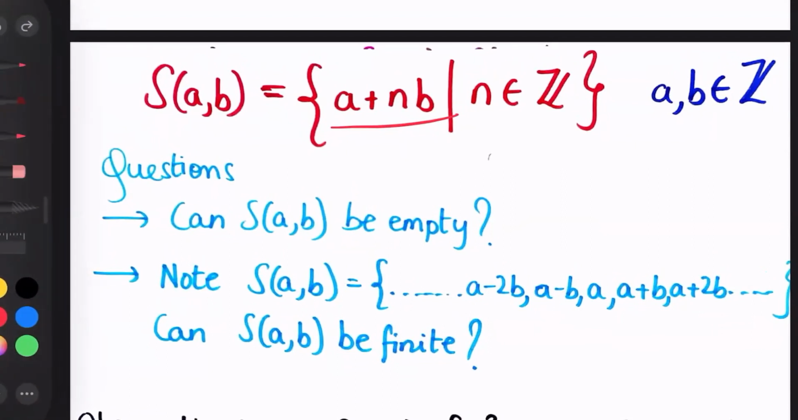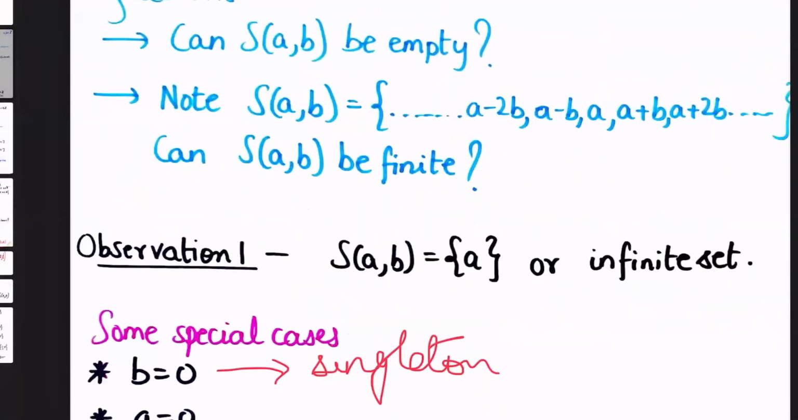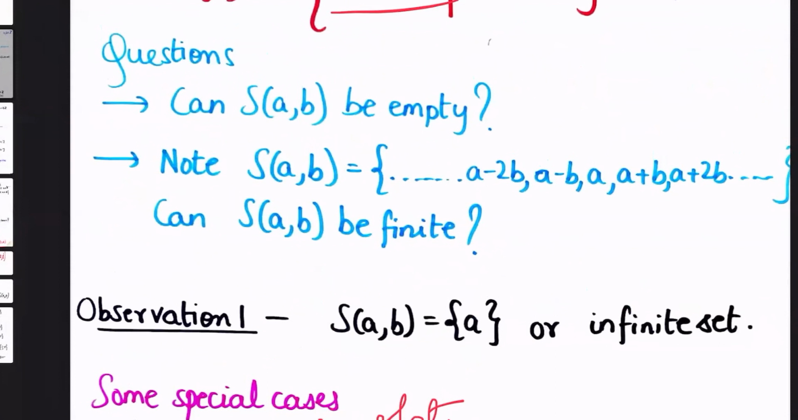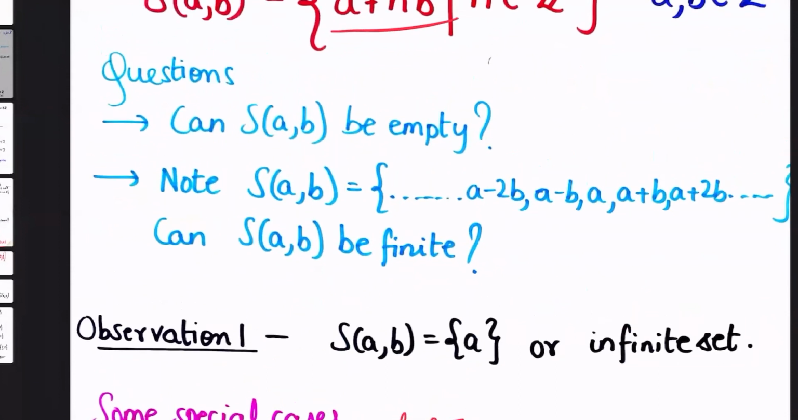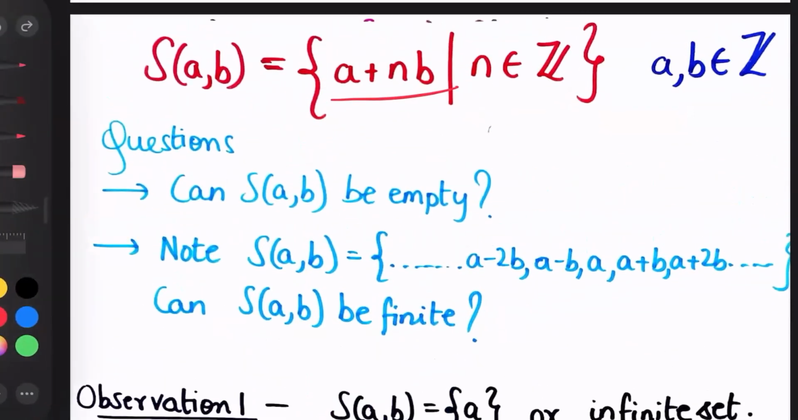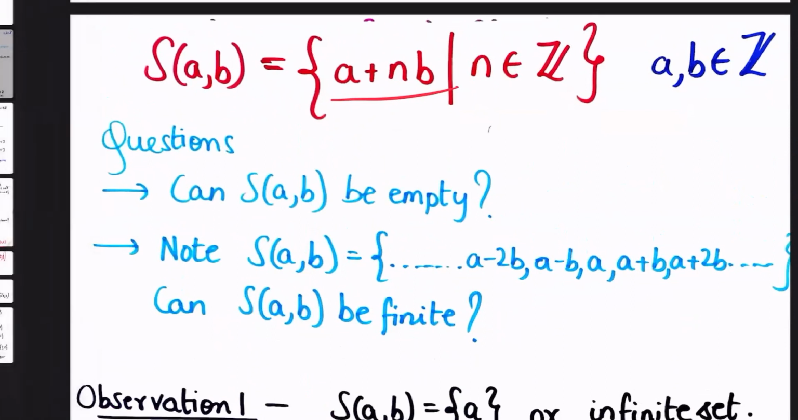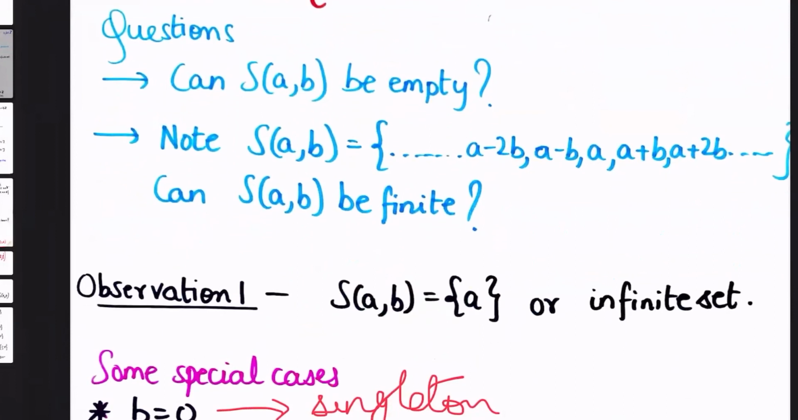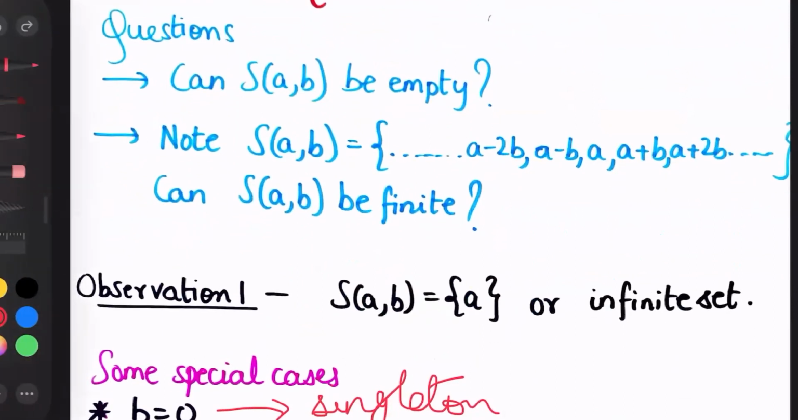Like what happens when B is 0 is what we already saw, that when B is 0, the whole S_{A,B} is just a singleton set {A}. Now what happens when A is 0? So when A is 0, if you look at this set, it is the collection of all nB's. So the collection of all nB's can be regarded as just BZ because it is all the multiples of B.